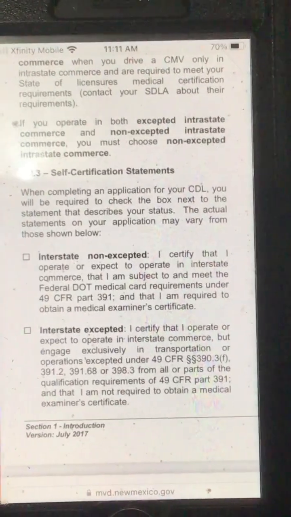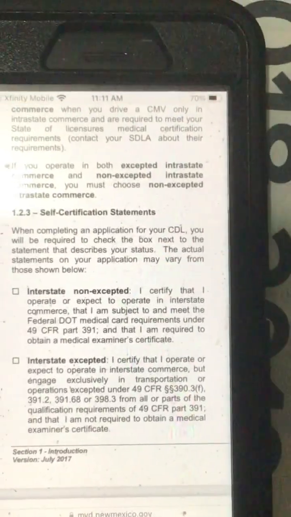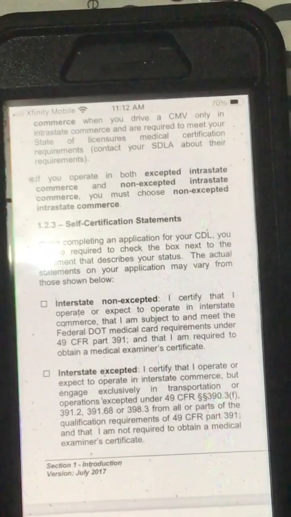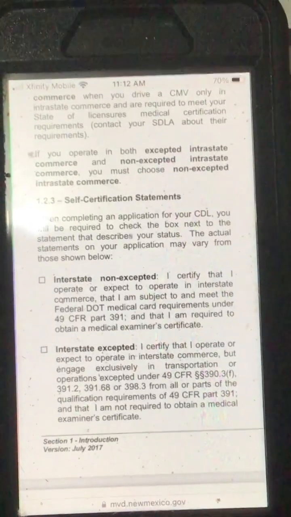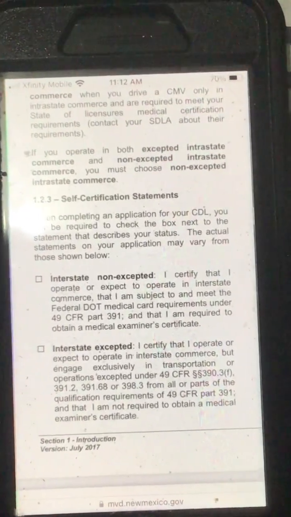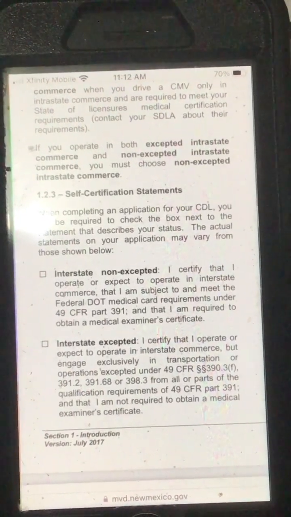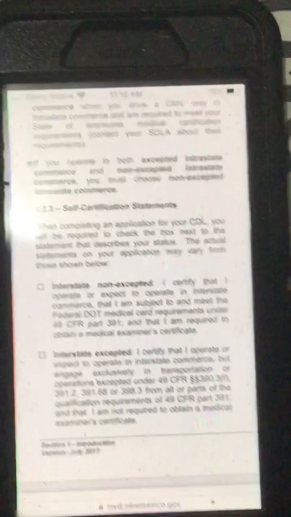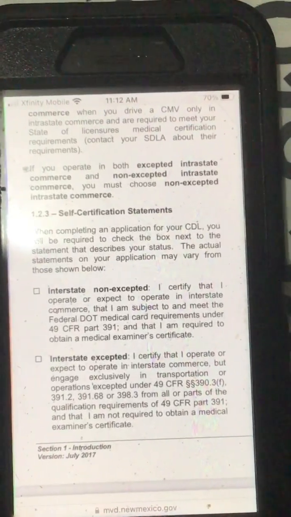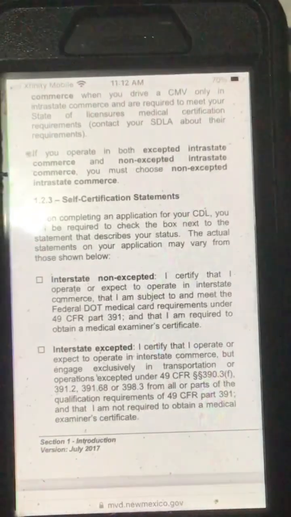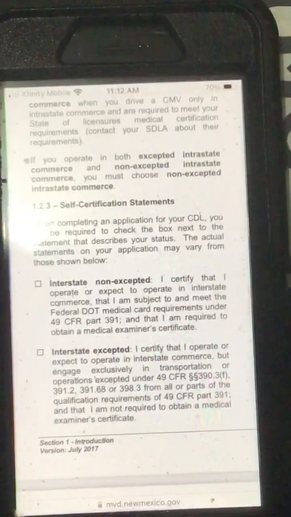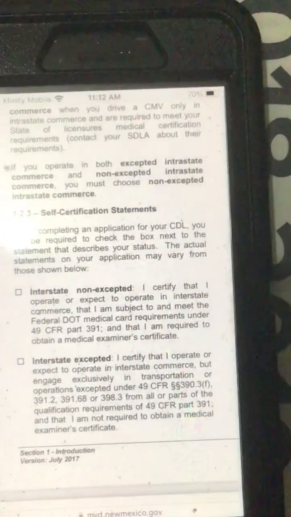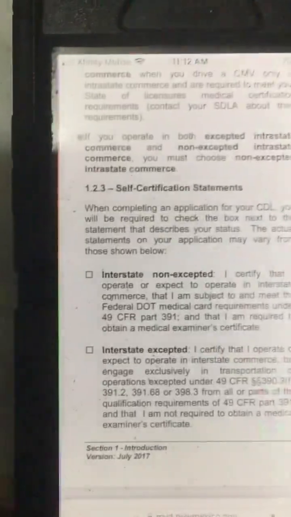Interstate accepted. That's highlighted. I certify that I operate or expect to operate in interstate commerce, but engage exclusively in transportation or operations accepted under 49 CFR 390.3(f), 391.2, 391.6(a), or 398.3 from all or parts of the qualification requirements of 49 CFR Part 391, and that I am not required to obtain a medical examiner certificate.